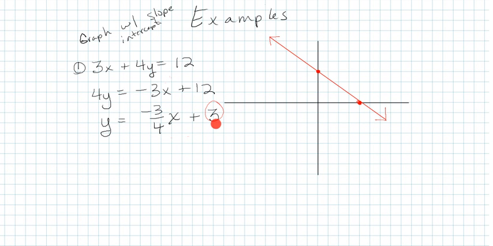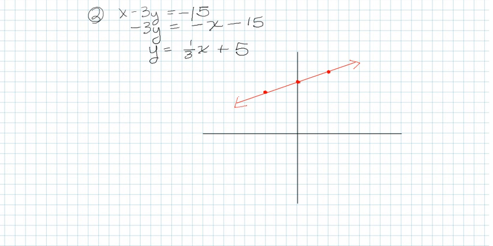Our b in this equation is 3, so we know that's our y-intercept. So that's the point 0, 3. So we plot that here. And now we will use the slope to find the other point. Our slope is negative 3/4. So we need to go down 3 because of the negative 3. So we go down 1, 2, 3, and over 4. 1, 2, 3, 4, and plot our point. Connect them with a line, and we have our graph. Let's move on to the next example.